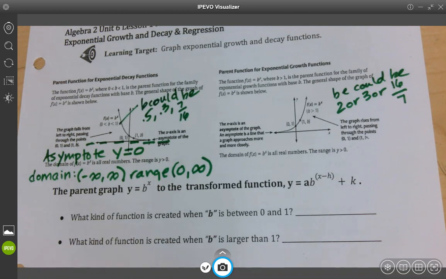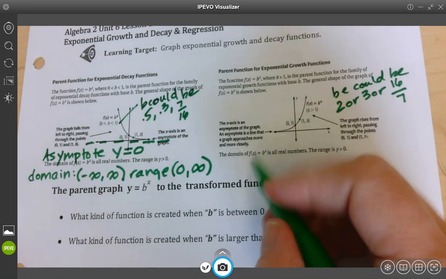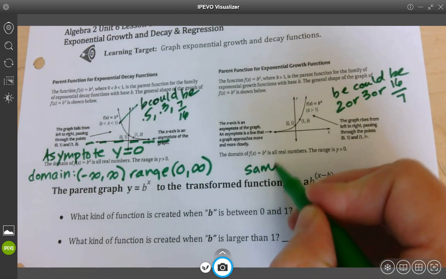It's almost like a Valentine's love story, right? They get so close, but they'll never meet. All right, over here, domain and range are the same. So same asymptote, domain and range.